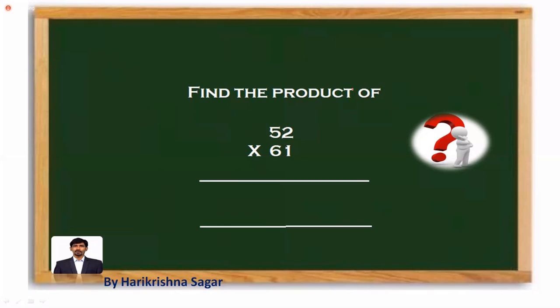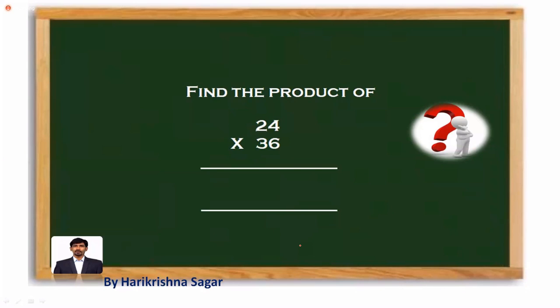52 into 61, you can just find out 2 into 1 is going to be 2. 5 plus 12, that is giving a result as 17. 5 into 6 is going to be 30. So last digit is 2, 7, and finally answer choice is going to be 3172. So that's how you can find out what is 52 into 61. Tell me the answer. What is 24 into 36?